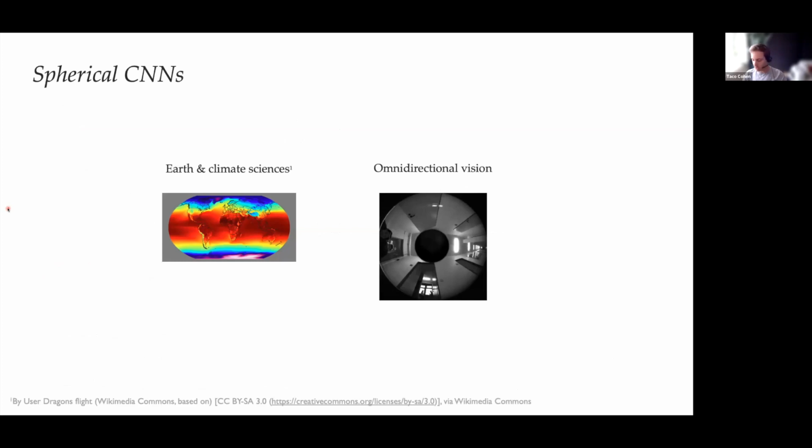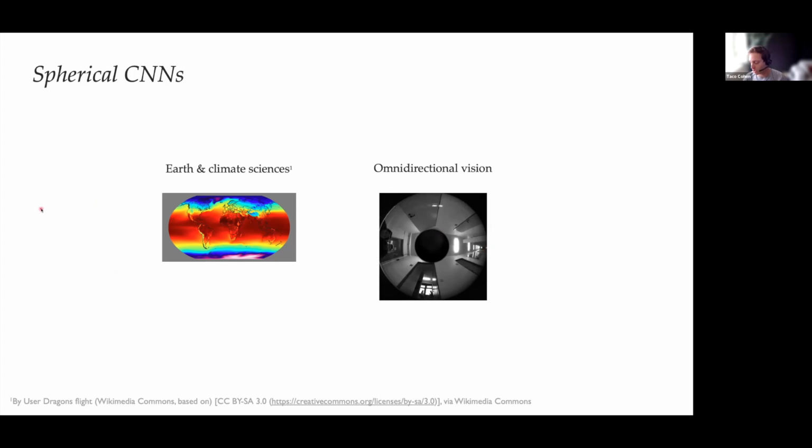So one other case study that's interesting to look at is spherical CNNs. This is useful if you have data that lives on a sphere. So for example, in the Earth and climate sciences, the Earth is a sphere. You might have some data like temperature fields or fields of wind direction at every point on the Earth, and you might want to apply some kind of analysis, some kind of machine learning model to it. Or you might have an omnidirectional camera on a robot, and that's again a signal on the sphere.